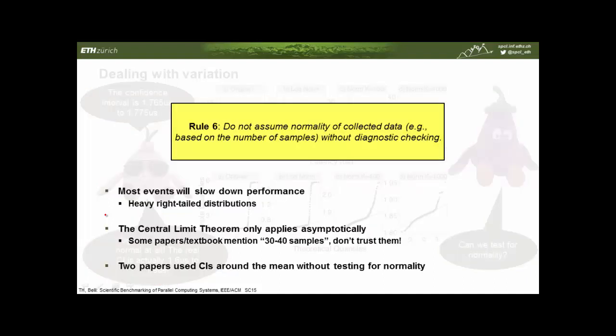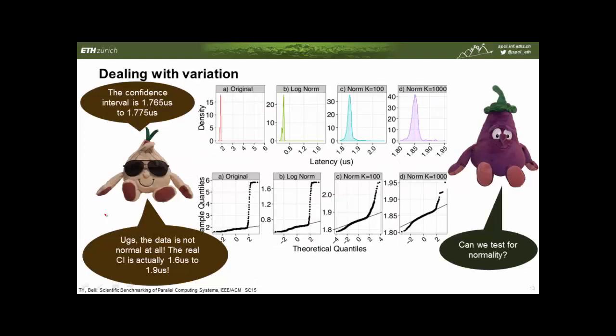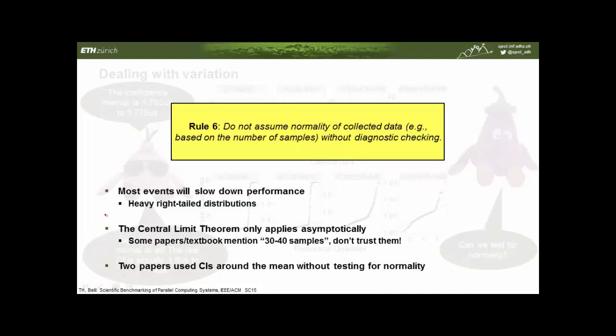Okay, so this gets us to a slightly more complicated rule number 6. You may not assume normality of your collected data. The two confidence interval examples that were reported in these papers assumed normality. But they could be arbitrarily far off, depending on the distribution of the actual measured values. They may have the mean right, but in fact they don't say anything. It could be, and we will see even worse examples where the confidence interval really goes through the roof.